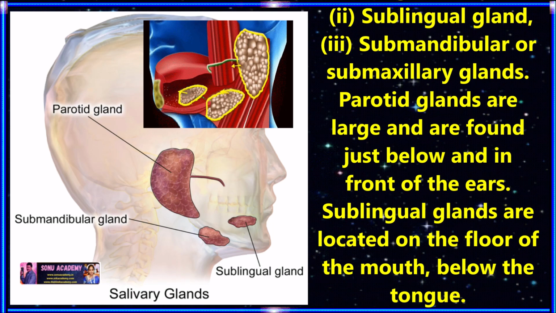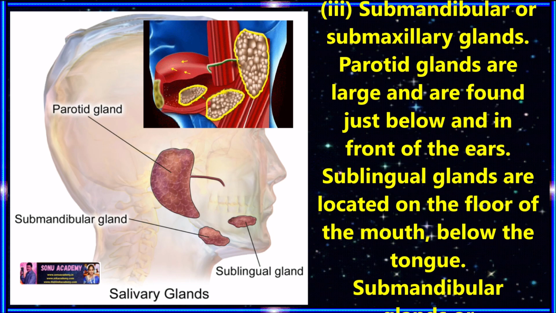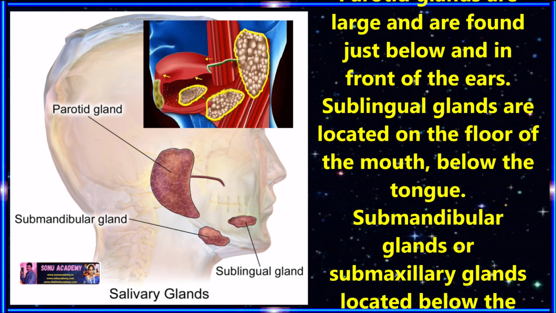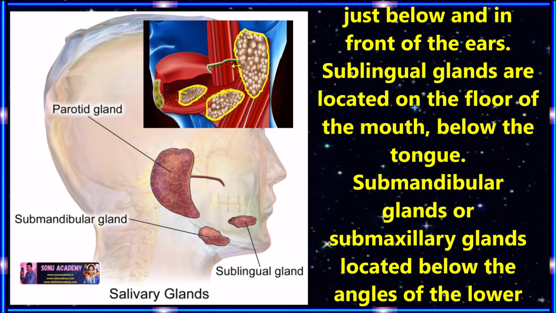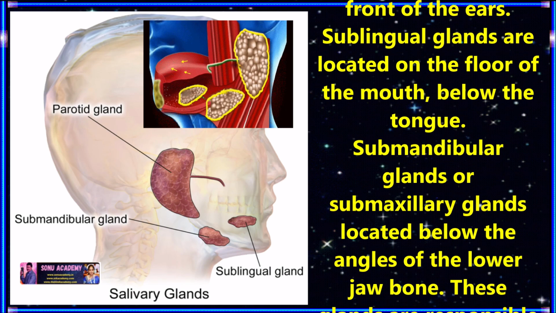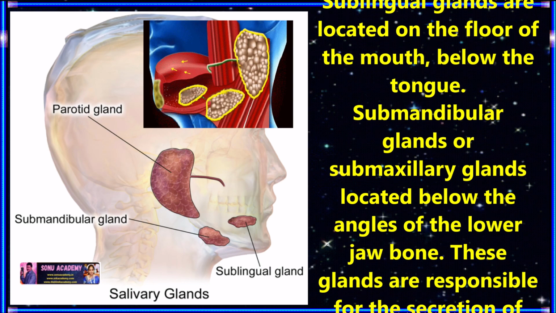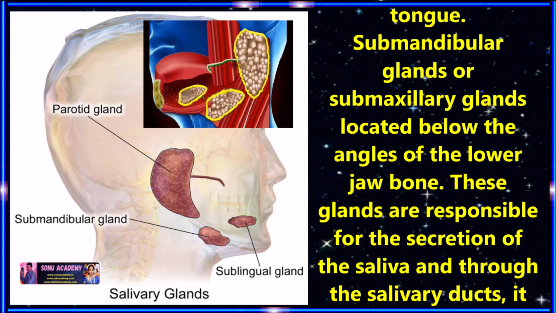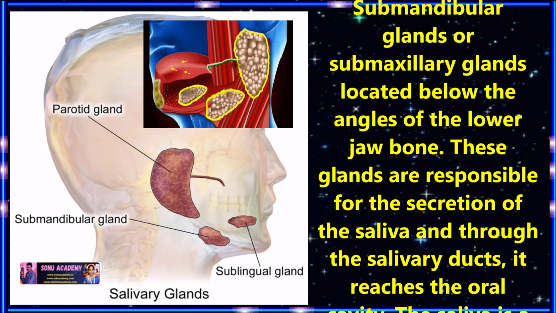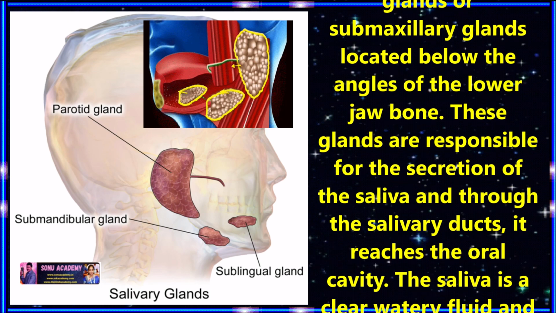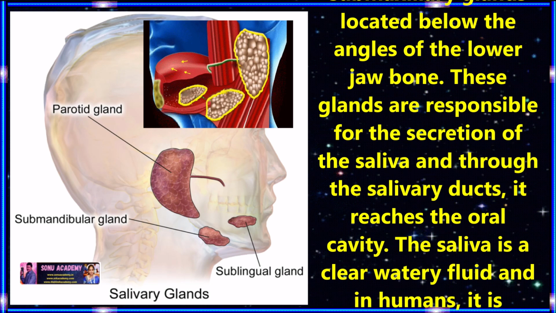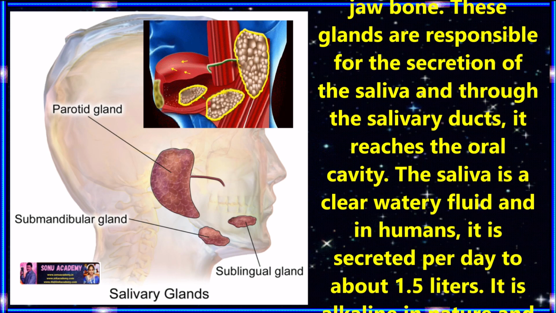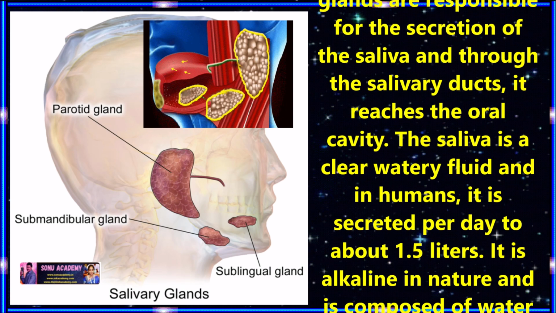Children, let us discuss what are parotid glands. Parotid glands are large and are found just below and in front of the ears. Sublingual glands are located on the floor of the mouth below the tongue. The submandibular or submaxillary glands are located below the angles of the lower jawbone. These glands are responsible for the secretion of saliva, and through the salivary ducts it reaches the oral cavity.